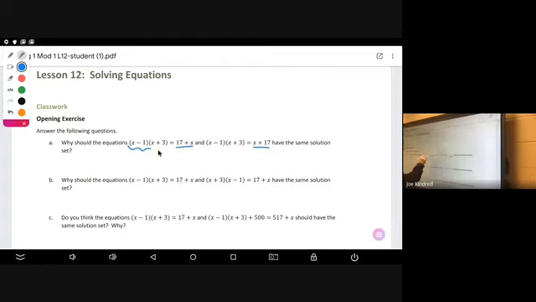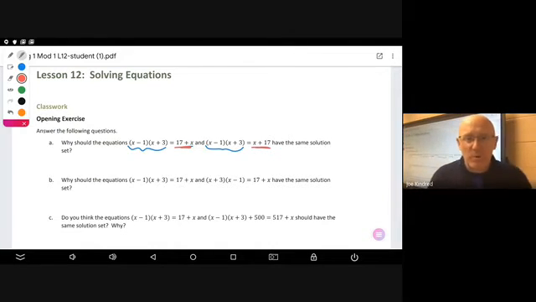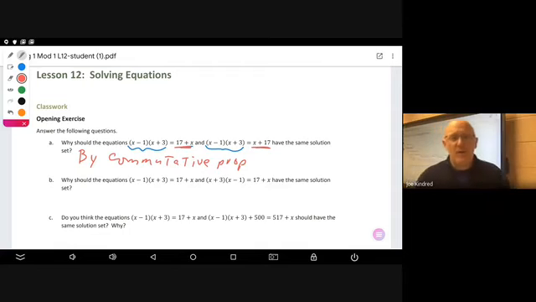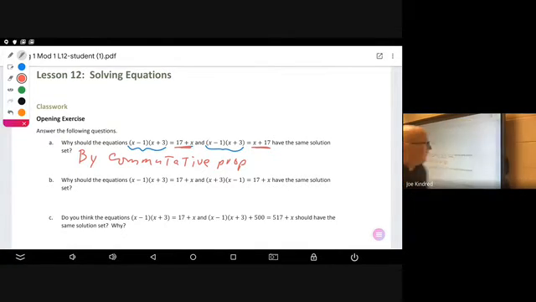Because this is the same and this is the same. The only difference comes when you're looking at this. And we know that by the commutative property, x plus 17 is the same as 17 plus x. So the answer is the commutative property. And that's kind of what you're going to be doing, again, pulling on your knowledge of properties to answer some of these questions. Okay, let's go to another.